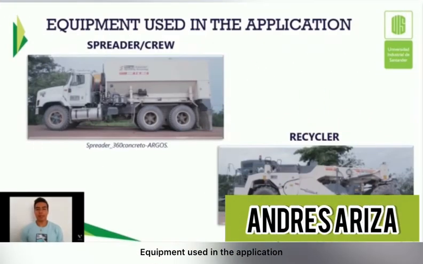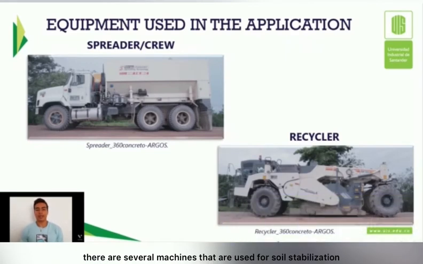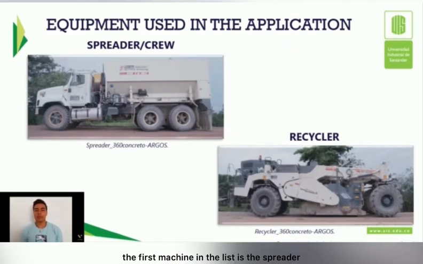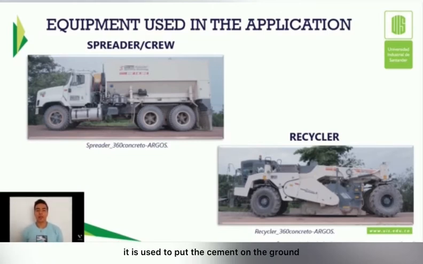Equipment used in the application. There are several machines that are used for soil stabilization. These are the most common in Colombia and the rest of the world. The first machine in the list is the spreader. It is used to put the cement on the ground using a specific quantity.